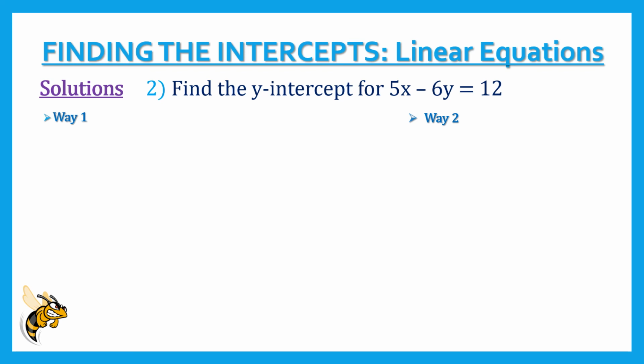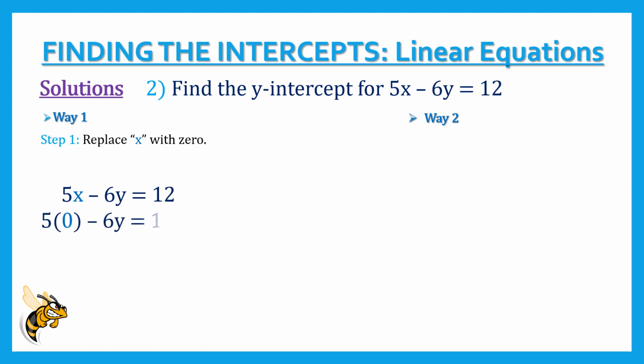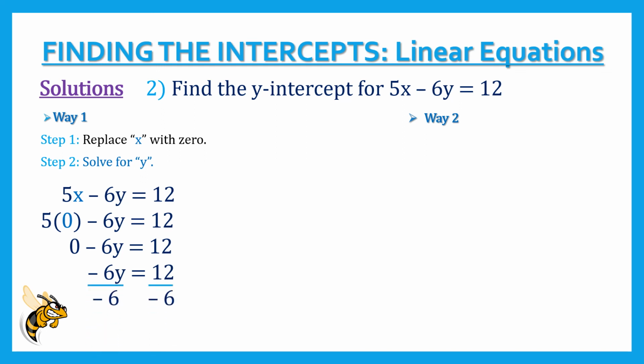Number 2, find the y-intercept for 5x minus 6y equals 12. Replace the x with 0. So it becomes 5 times 0 minus 6y equals 12. We're going to solve for y. So 0 minus 6y equals 12. So negative 6y equals 12. Divide both sides by negative 6. So y is equal to negative 2. So it would be 0, negative 2 for my answer.